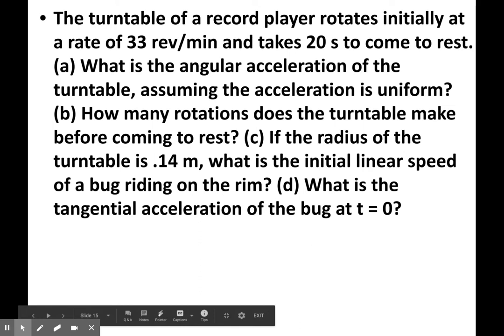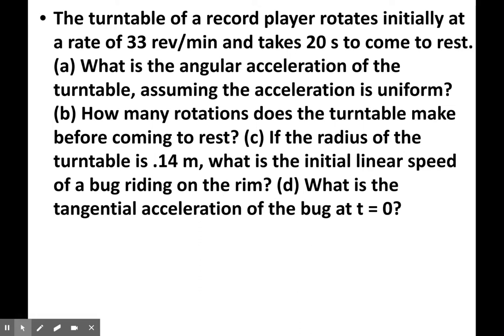Now, this is going to be a multiple part problem. We're going to walk through and see what we've got, and then on the next page I'm going to show you how to work this out. First of all, we've got a turntable rotating initially at a rate of 33 revolutions per minute. That's a rotational velocity, and it said initially. It takes 20 seconds to come to rest, so that's a final velocity. What's the angular acceleration? There's our fish symbol, assuming this acceleration is uniform.